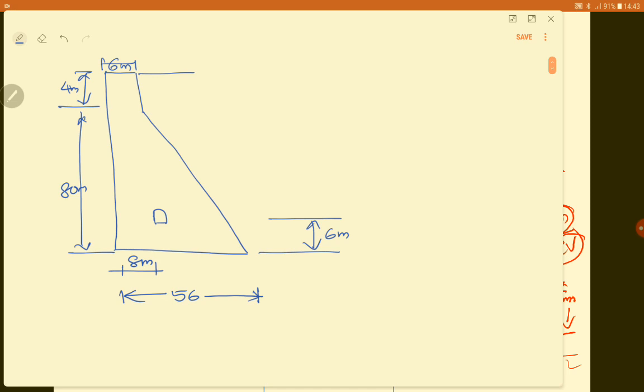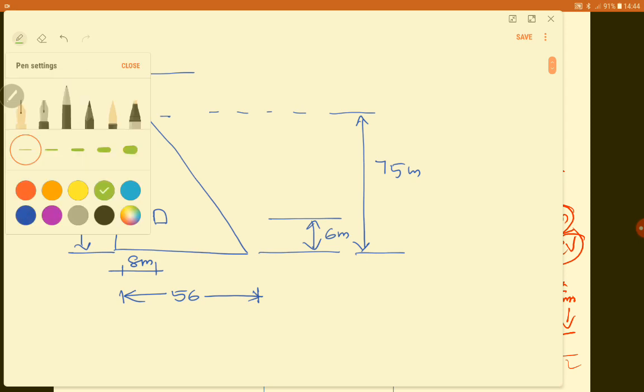Okay, so the dimensions are clear now. And one more thing is that this level is 280. Okay, so this height will be equal to, this level being 280, this is 205, so this height will be equal to 75 meters. Okay, so this is the basic sketch. From this we have to draw the other pressure distribution diagrams.